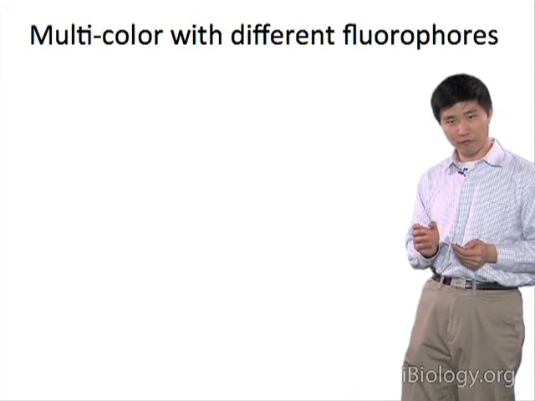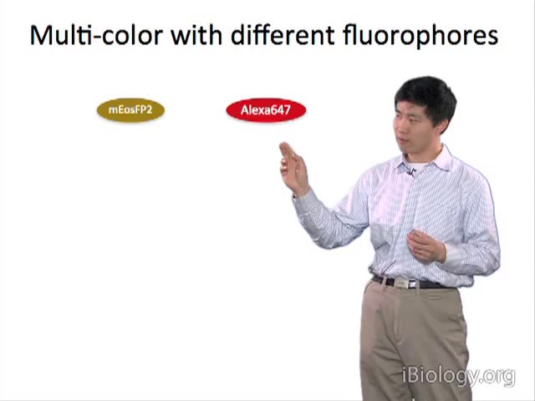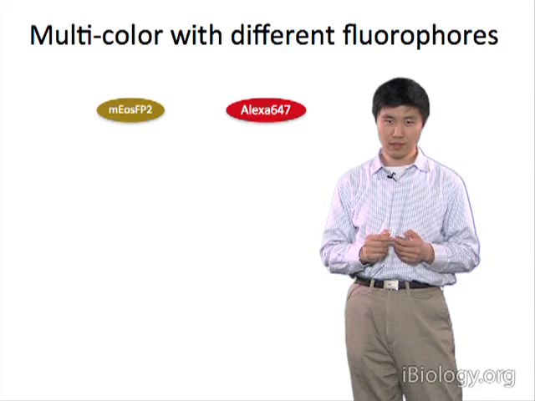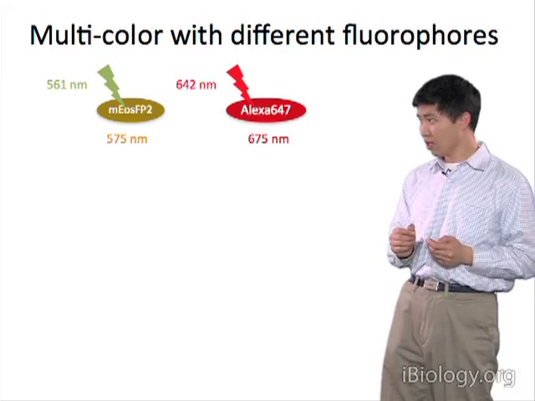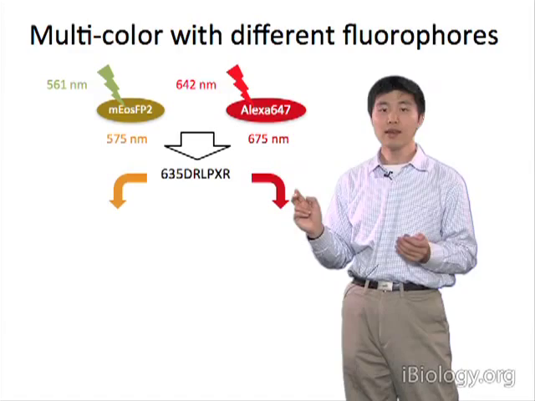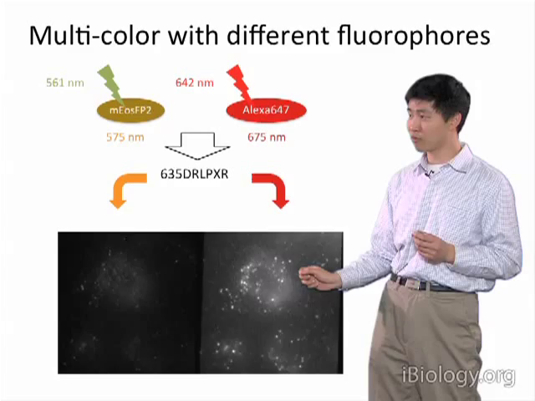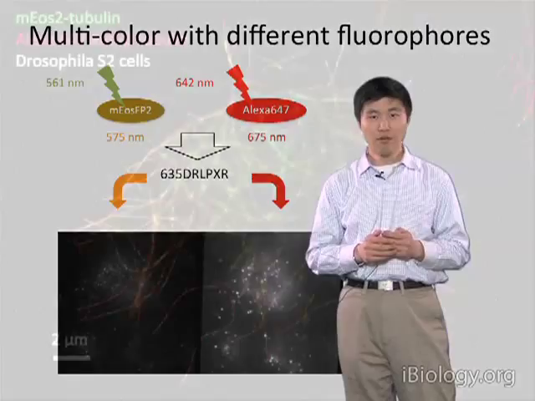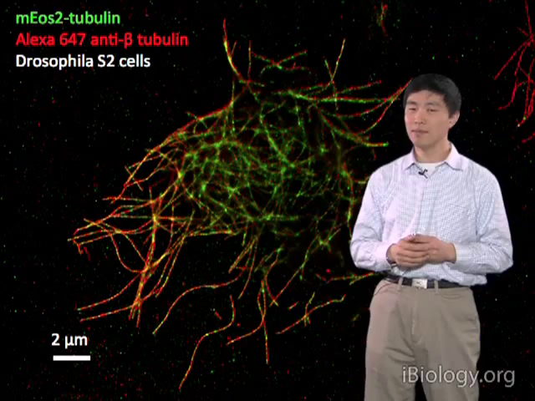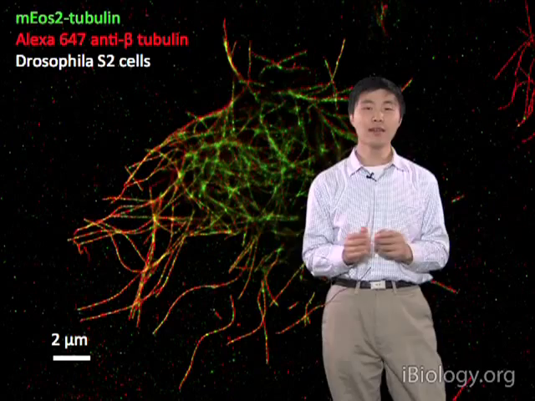To do multicolor imaging, one very straightforward way would be to use two different fluorophores. In this case, for example, we use a fluorescent dye, Alexa 647, and a fluorescent protein, mEos2. They have different excitation wavelengths and different emission wavelengths, so we can excite them at the same time using two lasers and separate the emission. Here's some raw image. You can see the blinking of Alexa 647 as well as the blinking of the fluorescent protein mEos2. Then we can do the localization individually and align them. That is a two-color image of microtubules in the cell labeled with both fluorescent protein and secondary antibodies.